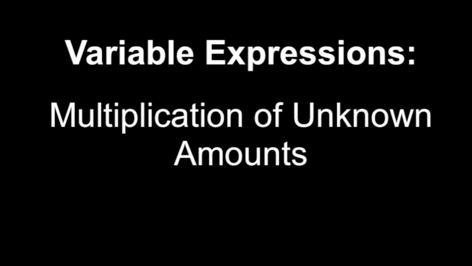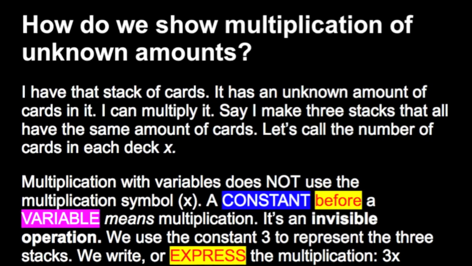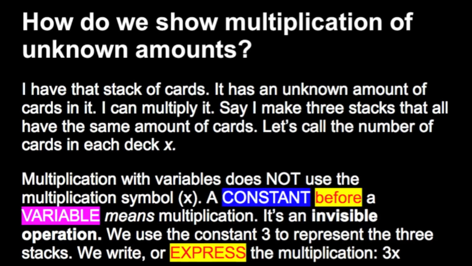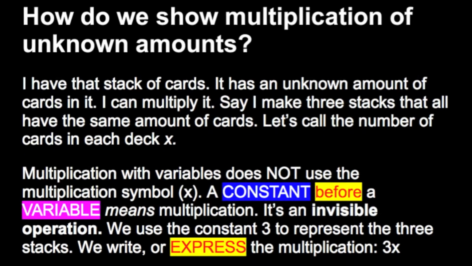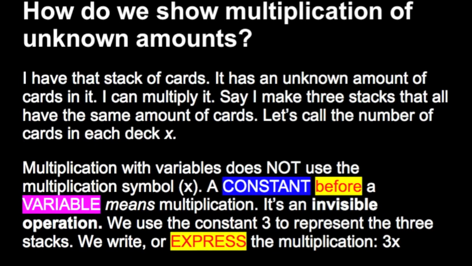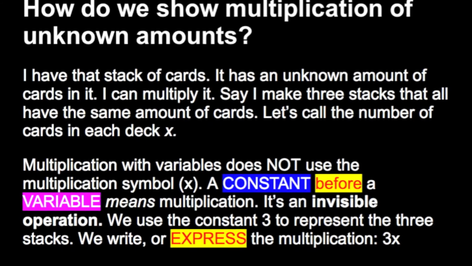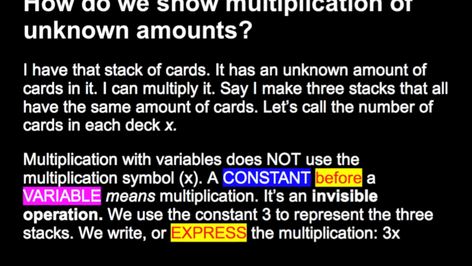Now we're going to look at variable expressions, multiplication of unknown amounts. How do we show multiplication of unknown amounts? I have that stack of cards. It has an unknown amount of cards in it. I can multiply it. Say I make 3 stacks that all have the same amount of cards. Let's call the number of cards in each deck x.